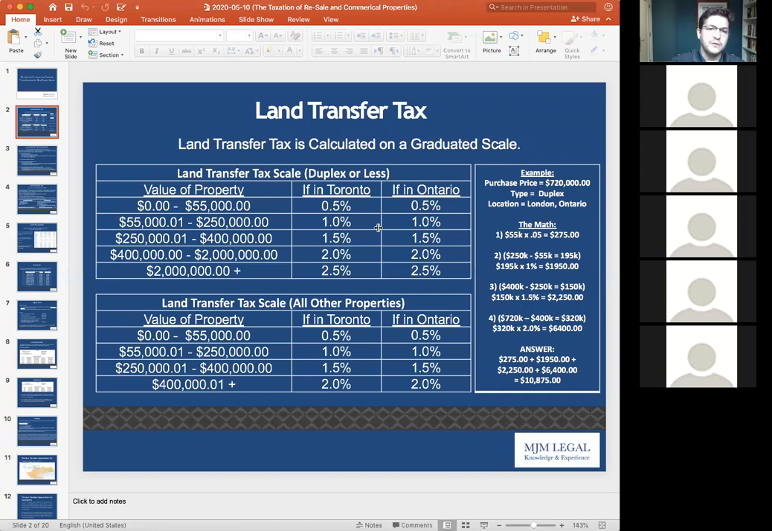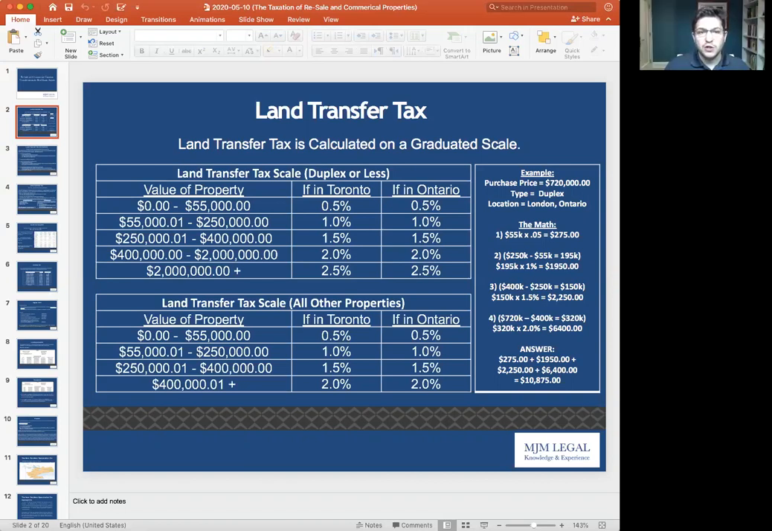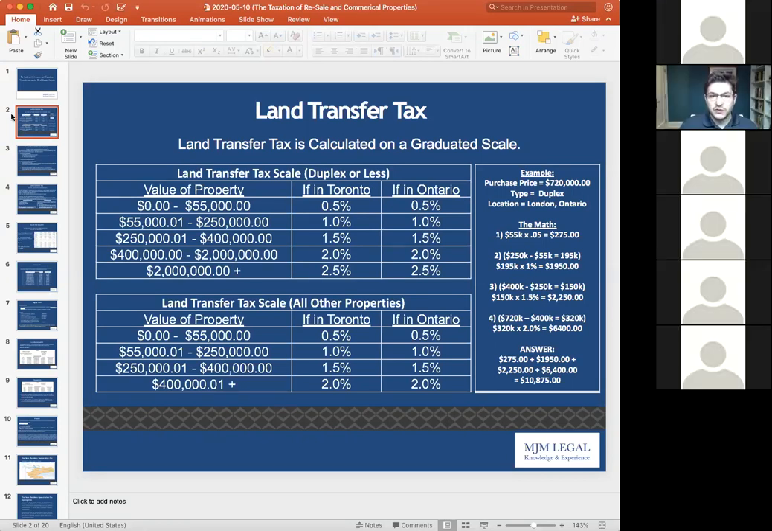But the other thing I would mention to you is that there is a distinction as between a duplex or less or a triplex or more. There are different taxes. Generally, it is more expensive from a land transfer tax perspective to be acquiring a duplex or less in both Toronto and Ontario. But the way you would work this out is a simple calculation similar to what I have on the right-hand side. Again, I'm going very quickly through the slide because I know from experience that absolutely no one will use this. They will simply type in land transfer tax calculator and use it. I just want you to understand the way that this actually works.